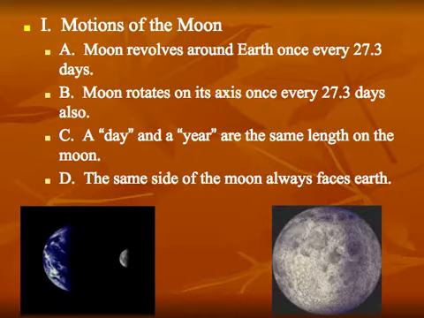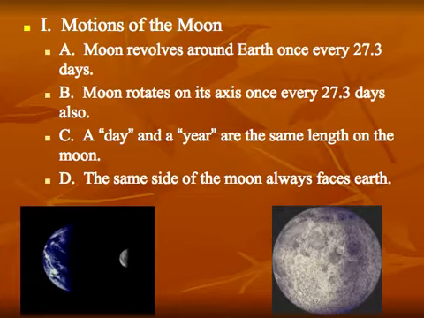The moon revolves around the Earth once about a month, 27.3 days. It also rotates on its axis in that same period of time. Therefore, a day on the moon, when it spins around once, and a year on the moon, when it goes around the Earth, are the same length. This causes the same side of the moon to always face the Earth.